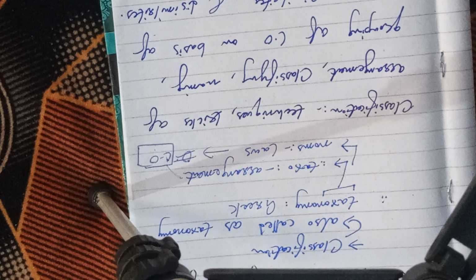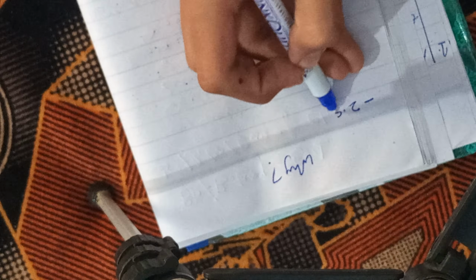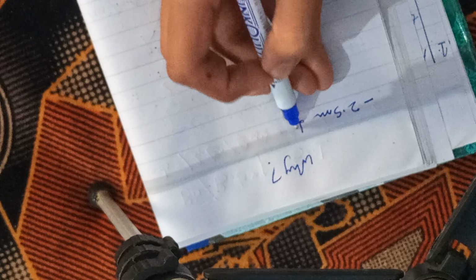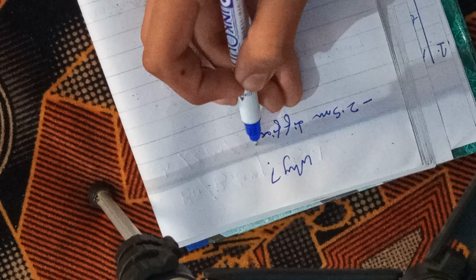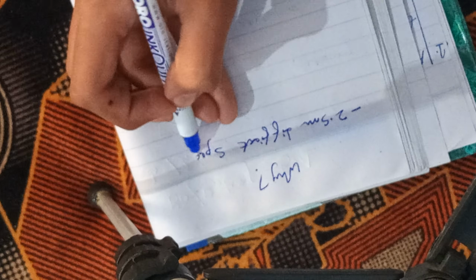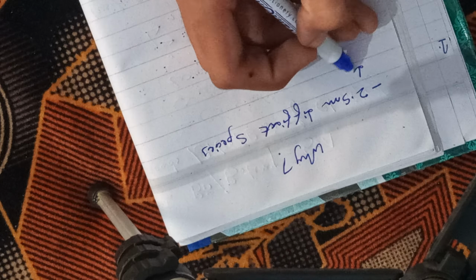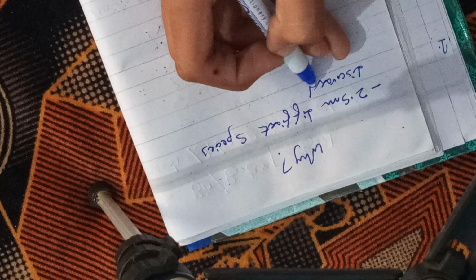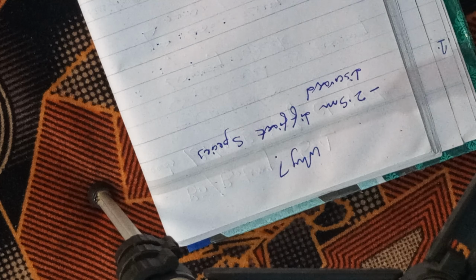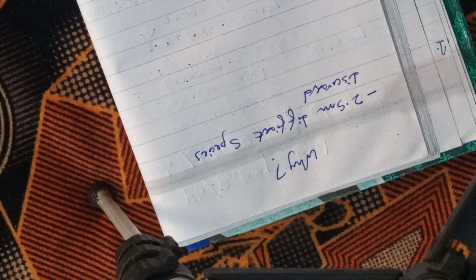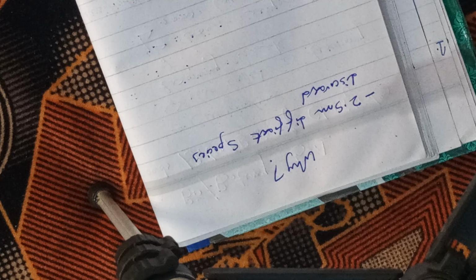Let me move forward to the next page. The question is why we are doing this, what is the need, why are we naming and classifying, or what is the purpose of all this? Let me tell you, there are around 2.5 million different species discovered till today, and that is a great number.